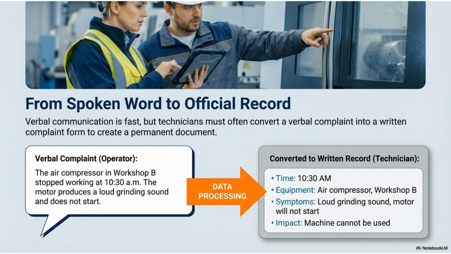In many situations, a technician first receives a complaint verbally. For example, an operator might say that an air compressor in workshop B stopped working at 10:30 in the morning and the motor produces a loud grinding sound. Although this information is given verbally, the technician must convert it into a written report. The written record should include the time of the incident, the equipment involved, the symptoms observed, and the operational impact. This process ensures that the complaint is properly documented and can be reviewed later by maintenance teams. In real industrial environments, technicians are responsible for ensuring that these verbal reports are accurately recorded.